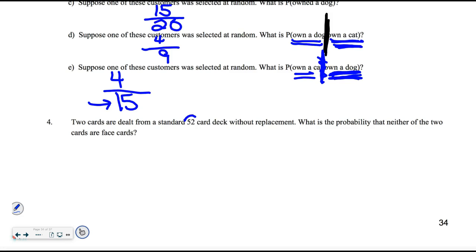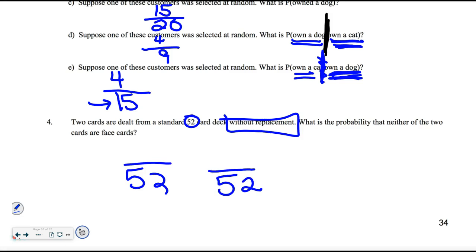2 cards are dealt from a 52 card deck without replacing them. So we're going to go 52. And again, what always goes on the bottom, guys? The total. Oh, it says without replacement. Uh-oh. Somebody should have caught that, right? 51. All right. What is the probability that neither of the two cards are face cards?